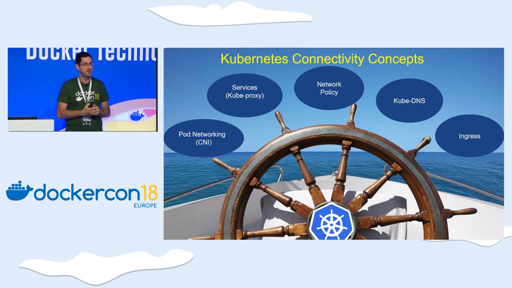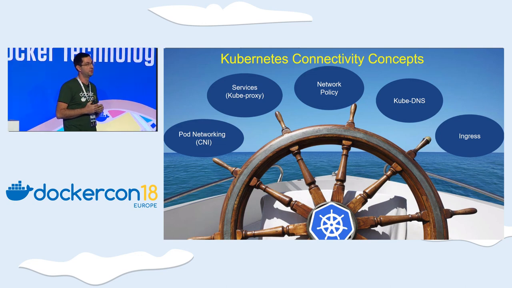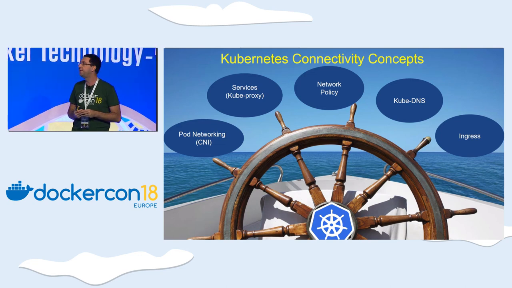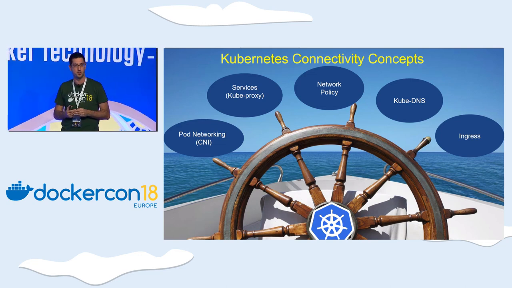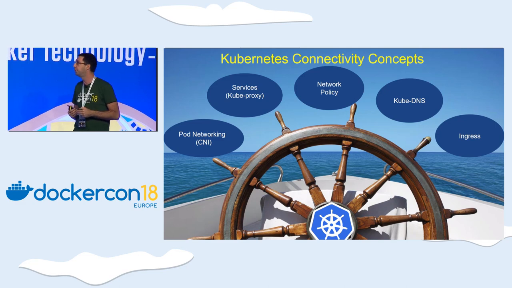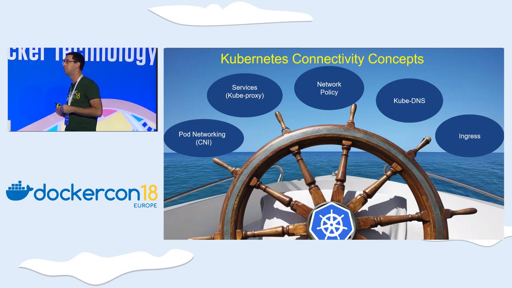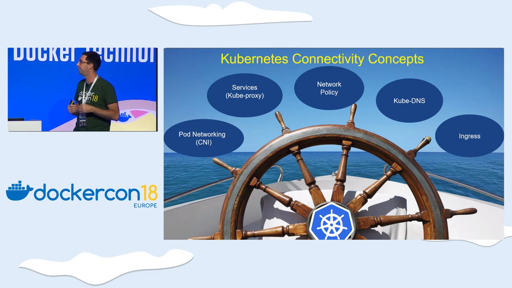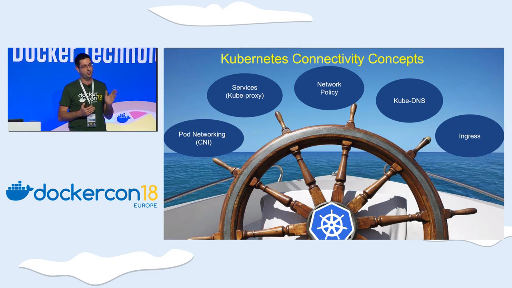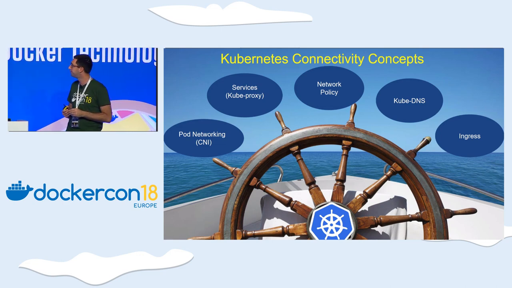The fourth object is kube-DNS. It is used to access your services and your applications by name instead of IP address, because IP addresses are often difficult to remember. So kube-DNS is the DNS server inside Kubernetes, and it helps you translate names to IPs.